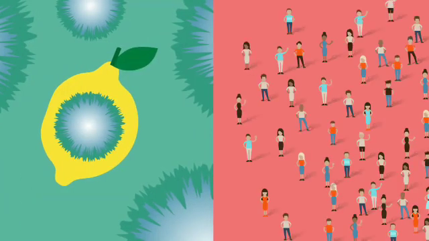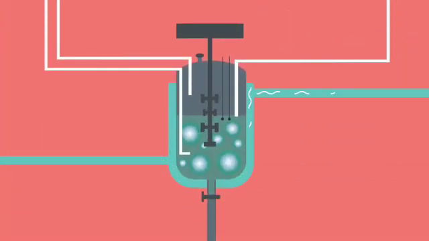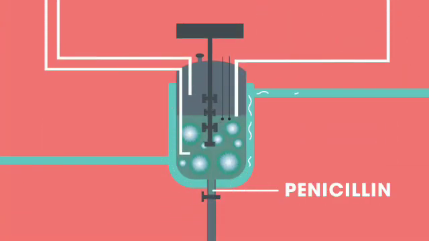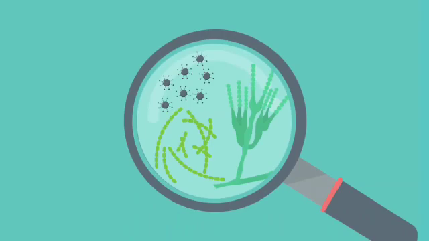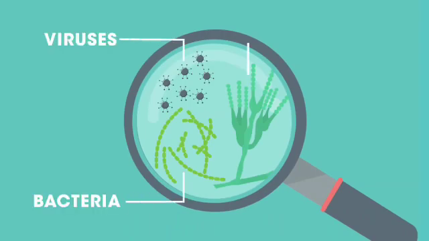How has mould saved millions of lives? In this video, we're going to learn about the production of penicillin. Before we start, you should remember that microorganisms are tiny living things including bacteria, viruses and fungi.